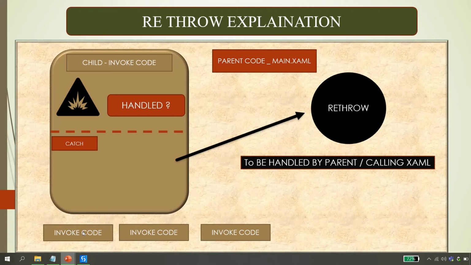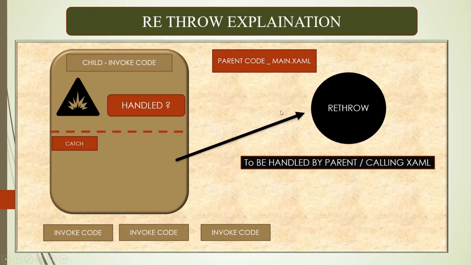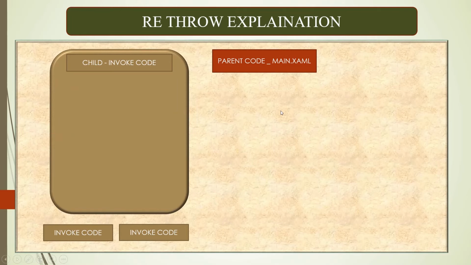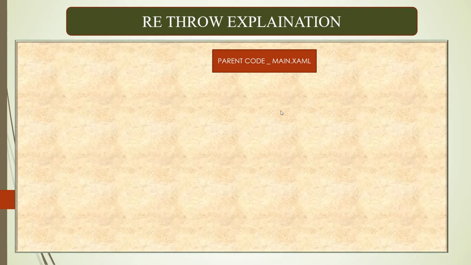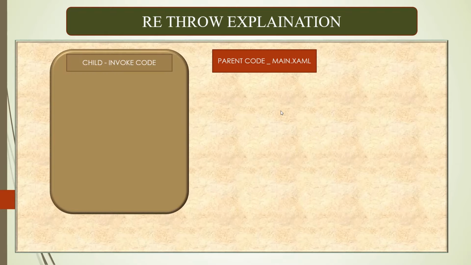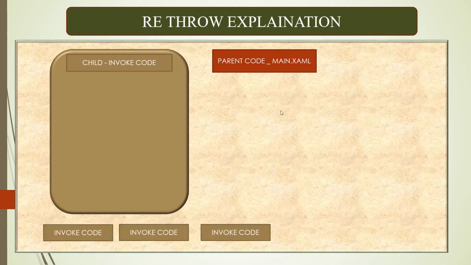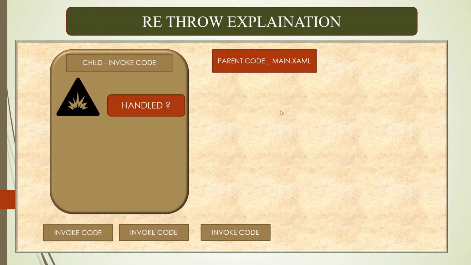Let me just go back to the PPT, and I hope now you understand this XAML. I'll just quickly give a recap of what exactly is happening. Let's say you have an automation piece. Let's say this is the parent code main.xaml. You invoke certain automation. Any of the child code, if it is throwing a business exception, right?